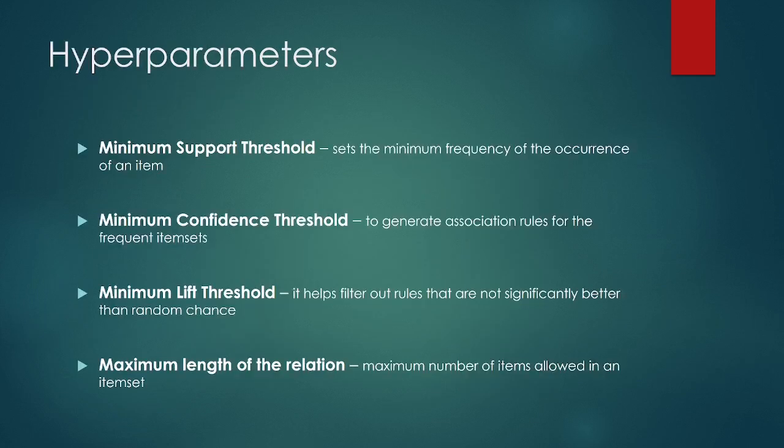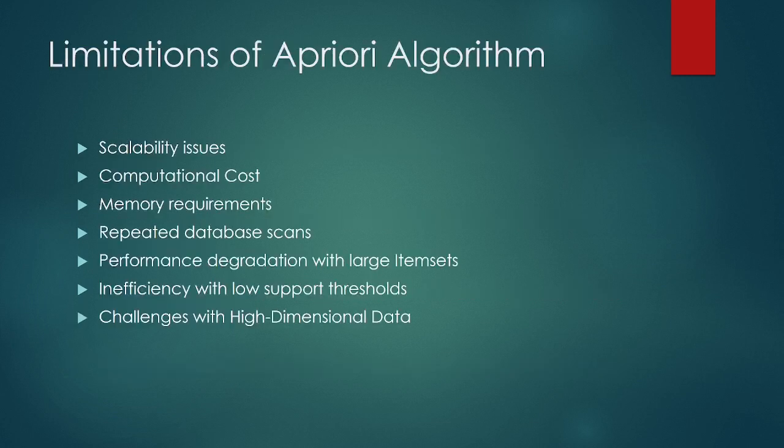There are the following hyperparameters. One is minimum support threshold. We have seen it sets the minimum frequency of the occurrence of an item. There is minimum confidence threshold to generate the association rules. There is minimum lift threshold, which helps filter out the rules that are not significantly better than random chance. And the last is maximum length of the relation, which was K, which we saw in our previous pseudocode as well.